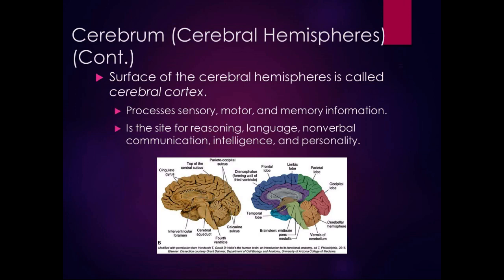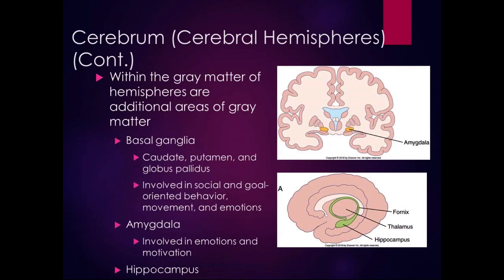Deep to the cerebral cortex we have white matter, which is composed of myelinated axons connecting the cerebral cortex with other central nervous system areas. So very important, that cerebral white matter. And we'll talk more about that in the cerebrum chapter. The corpus callosum is a huge bundle of axons that connects the right and left cerebral cortices. And we will talk more about that as well.